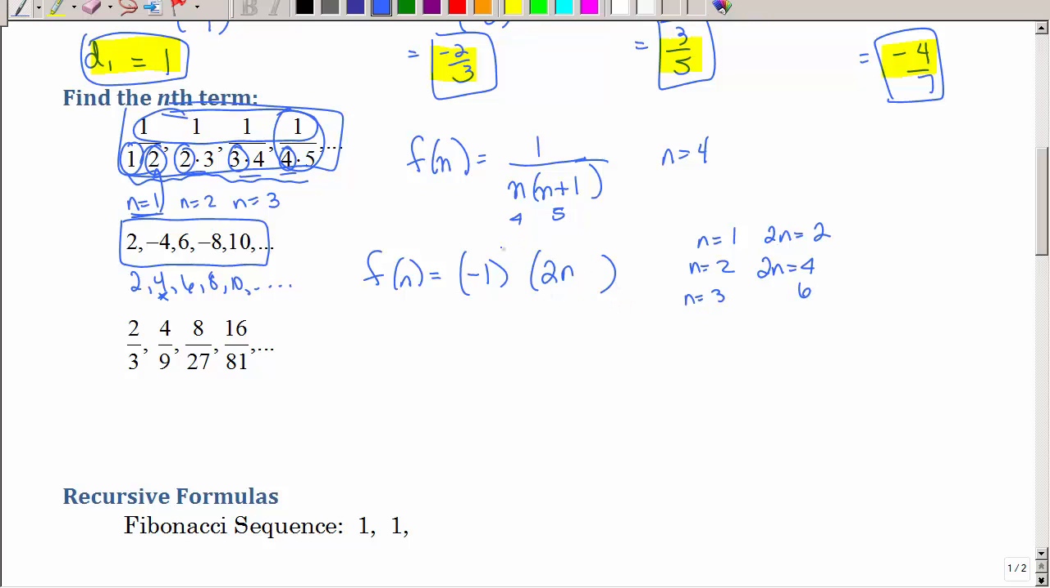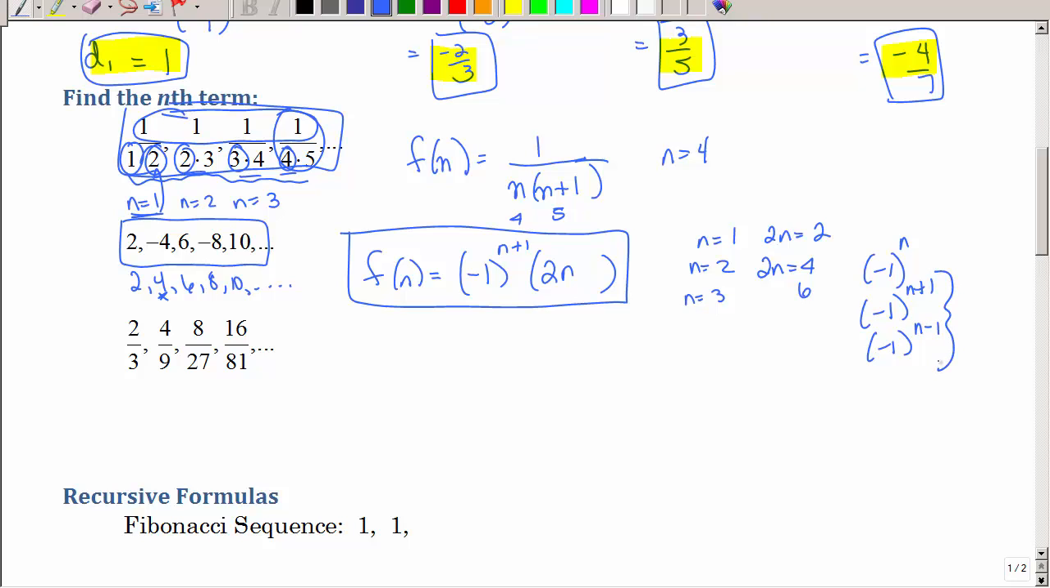Now, what about the exponent? All right, well, if n is 1, that's going to give me negative. So I could add 1 or subtract 1, and that's going to make it start out to be positive. So again, if you have an alternating sign, you need a negative 1 to the n plus 1, or the n minus 1. Really, those are usually the same. You just have to see where your starting point is. And yes, this is some guessing.